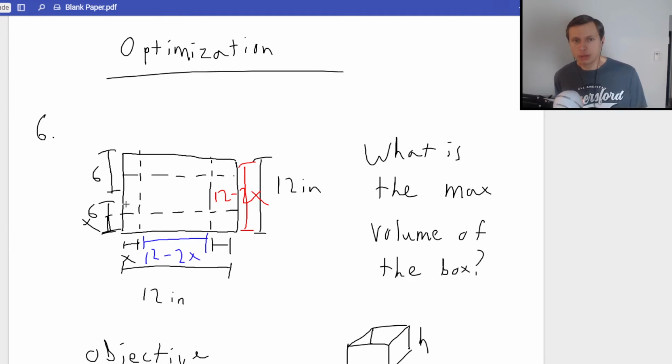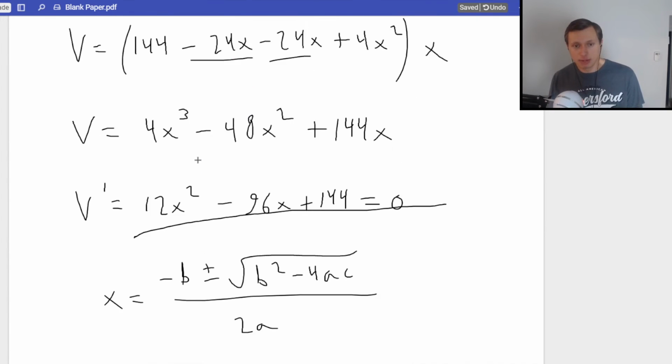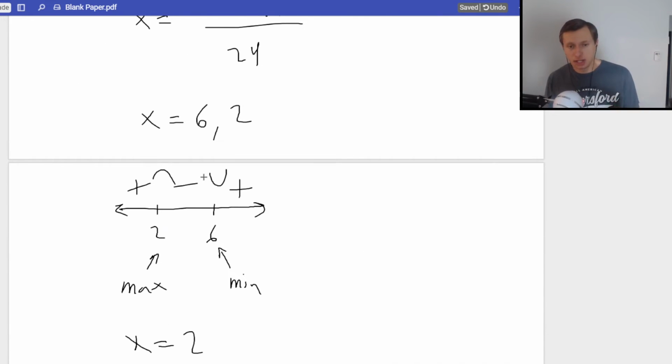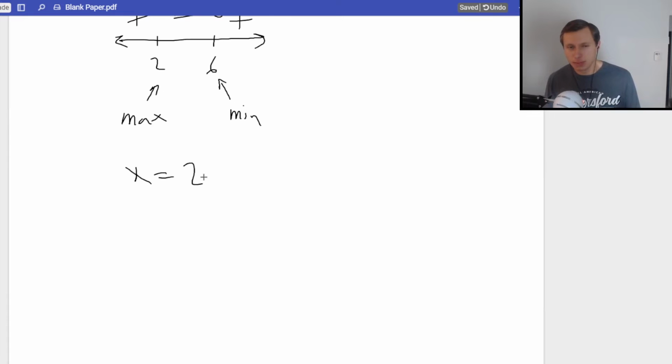What would my width be? My width would be 12 minus 2 times 6, so 0. You can't have a width of 0, so that's actually impossible. It couldn't be 6 anyway. So the answer is definitely going to be x equals 2. By the way, if you're wondering, did you have to know that 6 couldn't be a solution? No, you didn't have to know it, but it's pretty cool, so I mentioned it.